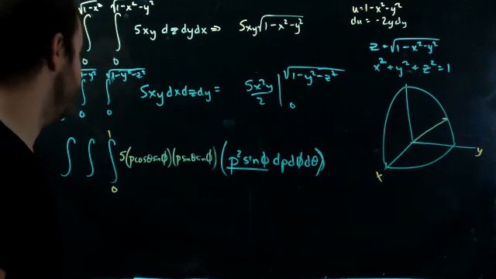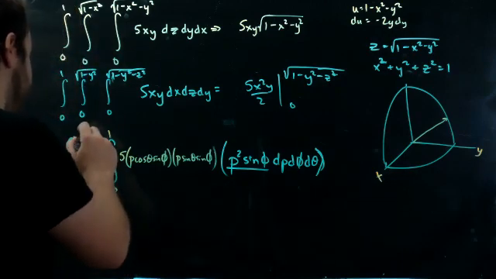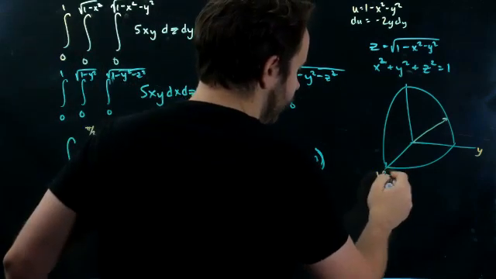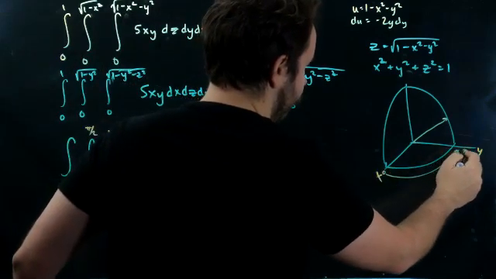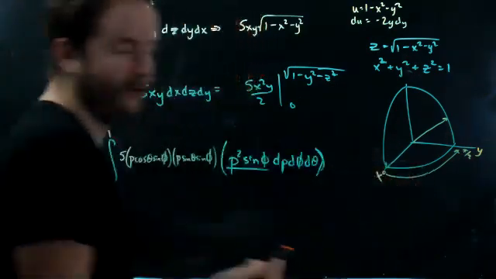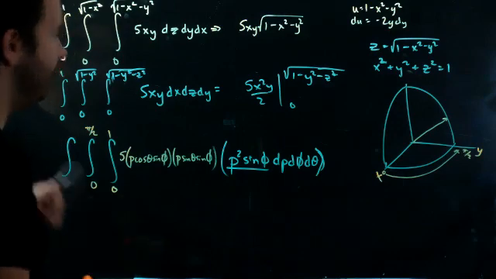0 to pi over 2. Yeah, 0 to pi over 2. 0 to 2 pi would be the whole thing, but remember, we're only getting 0 to pi over 2 here. If I wanted the whole hemisphere all the way around, I'd say 0 to 2 pi. And lastly, what about my bounds on phi?